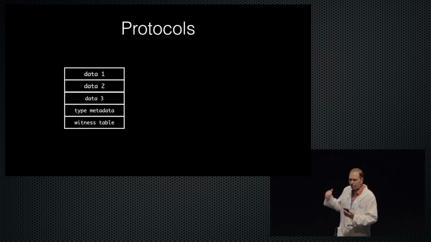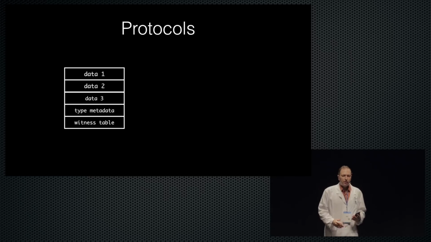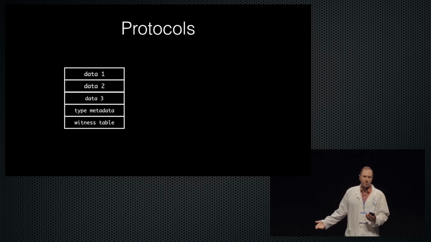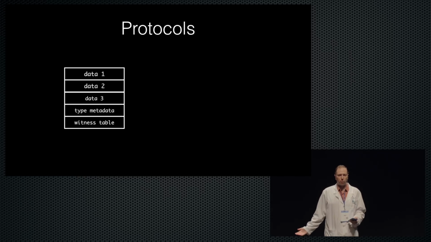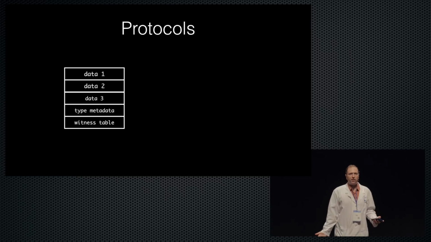If you chase it down, you actually look at how these things are implemented. A value of protocol type holds 5 fields. It holds 3 arbitrary data fields, and then it holds some type metadata, which essentially tells you what it is, and then it holds a witness table, which is like a vtable for the protocol. And those 3 data fields are given over to whatever the type needs them for.